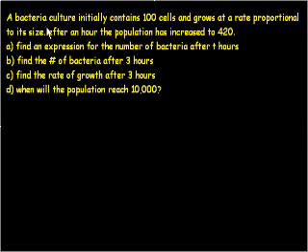It says a bacteria culture initially contains 100 cells and grows at a rate proportional to its size. After an hour, the population has increased to 420. It first says, find an expression for the number of bacteria after t hours.